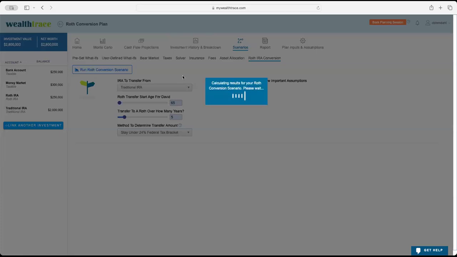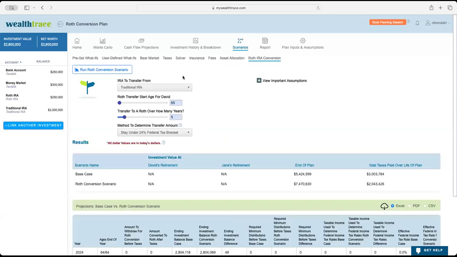Since we have increased Jane's life expectancy to 100, we can expect the ending investment balance for the base case to be less. In our original case, this projected ending balance was around $5.6 million, and in this scenario, it's around $5.4 million, which makes sense. What is more interesting, however, is that the projected ending balance for the Roth conversion scenario has increased from roughly $6 million in our previous scenario to $7.45 million in this one. The taxes paid over the life of their plan have also been reduced by close to $1 million.